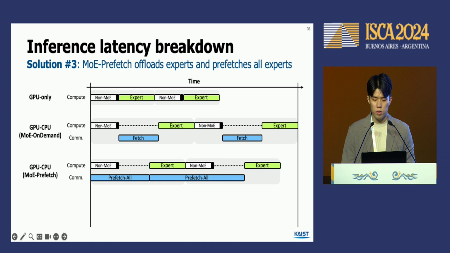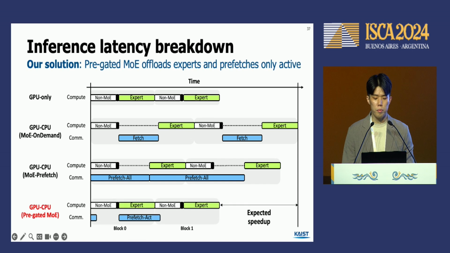MoE prefetch tried to overlap expert fetching latency, but failed, since prefetching the whole expert layer takes too long to be overlapped. In contrast, our Pre-gated MoE can prefetch only active experts from CPU to GPU, effectively overlapping transfer latency with execution latency. This yellow highlight shows the latency improvement and expected speedup of our Pre-gated MoE.